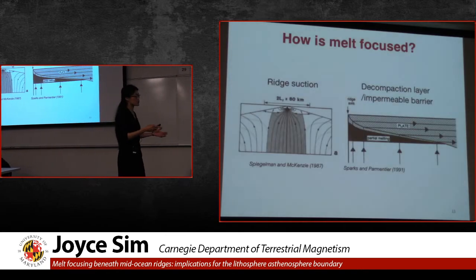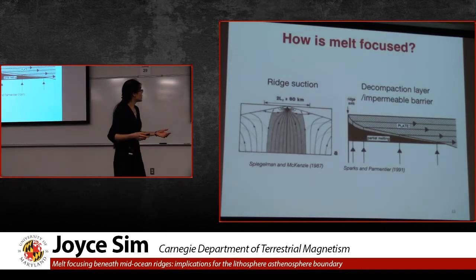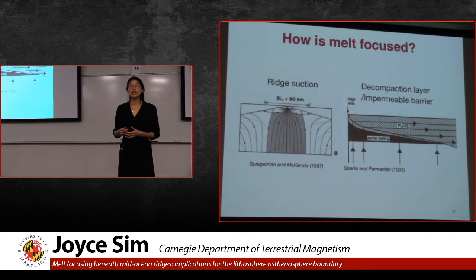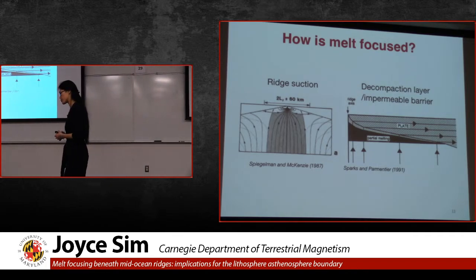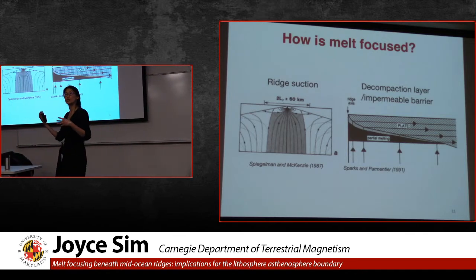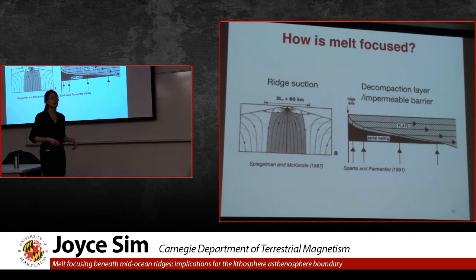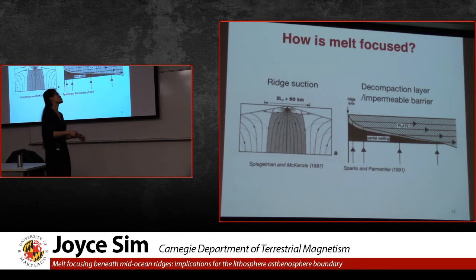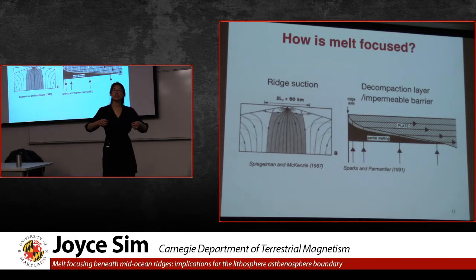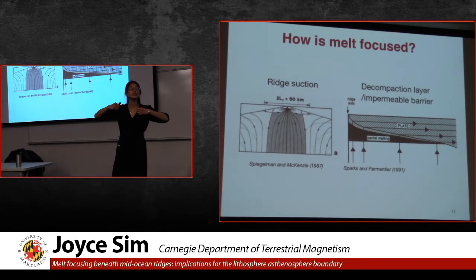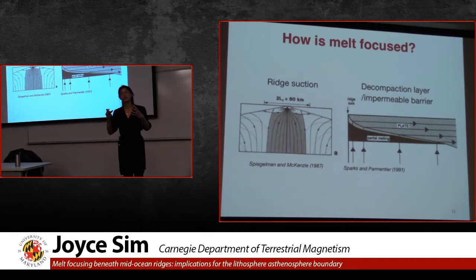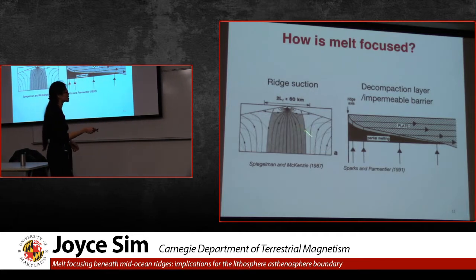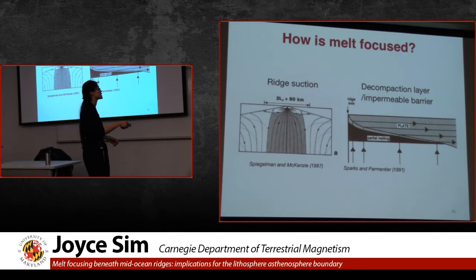So what are those mechanisms? There have been two classic mechanisms proposed. At least these are the more well-established mechanisms that I'm going to be talking about today. One is ridge suction. You can imagine that when you have incompressible shear, pulling apart two strong plates, you're essentially creating a suction right at the ridge axis, and that's pulling melt towards the ridge axis. That was put forward by Spiegelman and McKenzie in 1987.